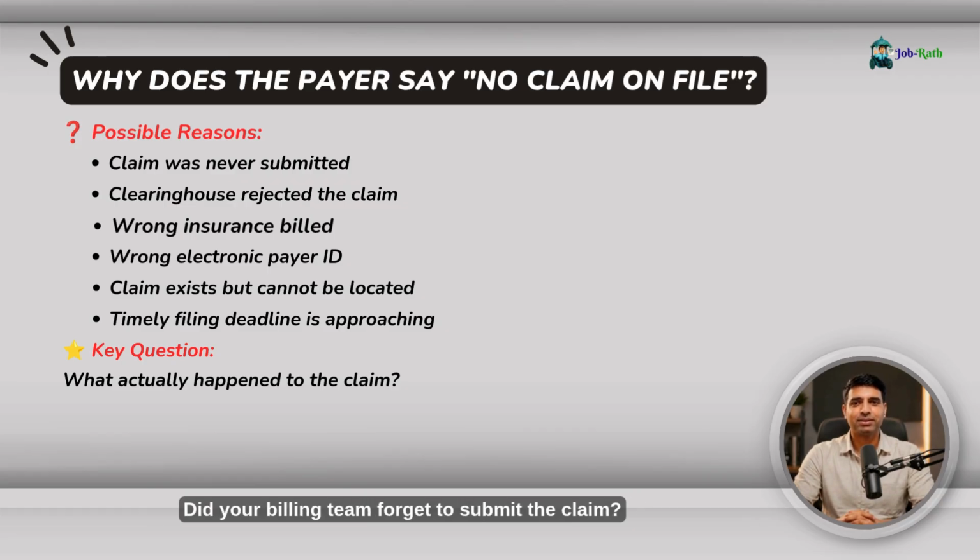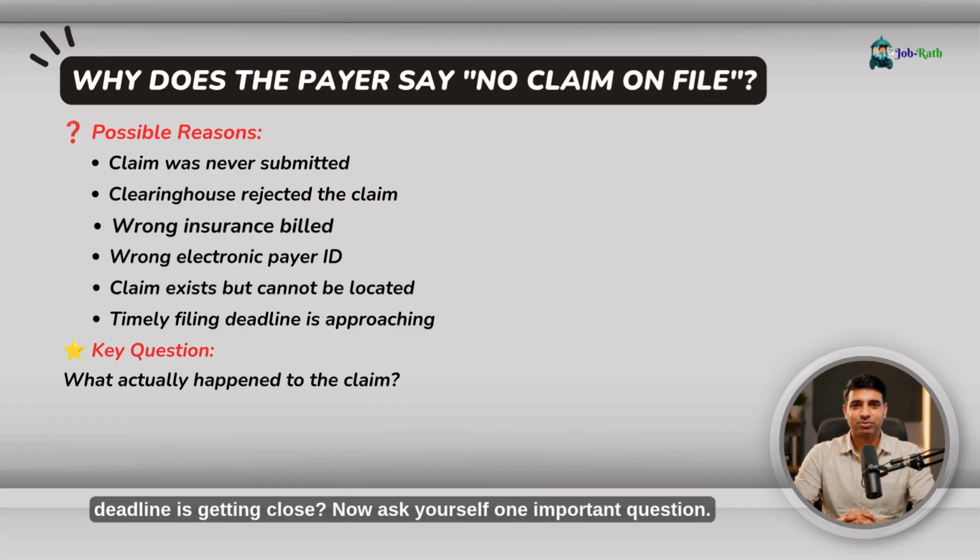So, what happened? Did your billing team forget to submit the claim? Was the claim rejected by the clearinghouse before it ever reached the payer? Was the claim billed to the wrong insurance company? Was the wrong electronic payer ID used? Is the claim already in the payer's system but hidden under different claim details? Or are you running out of time because the timely filing deadline is getting close?